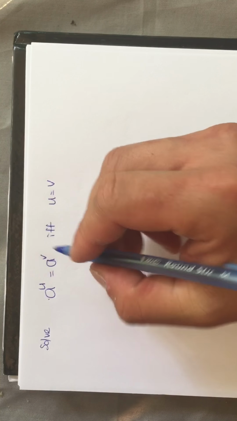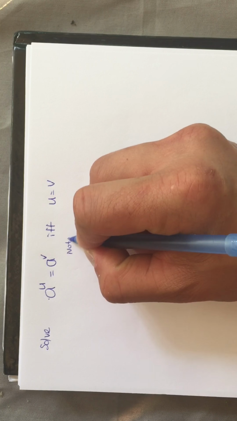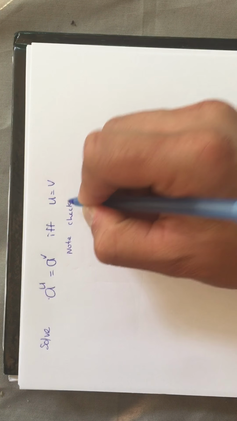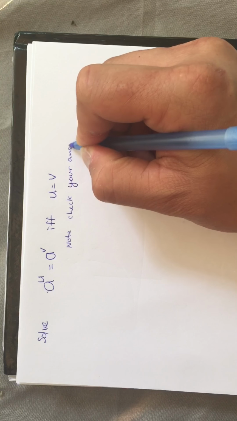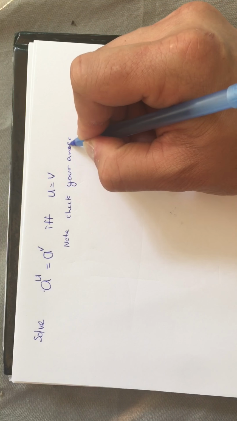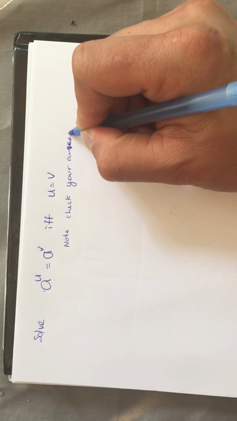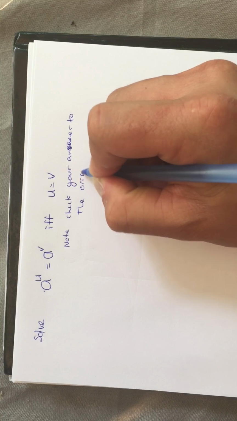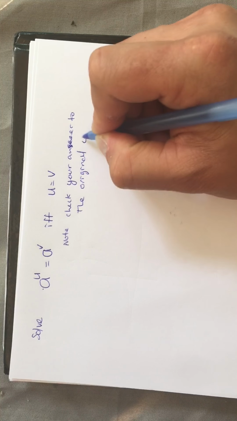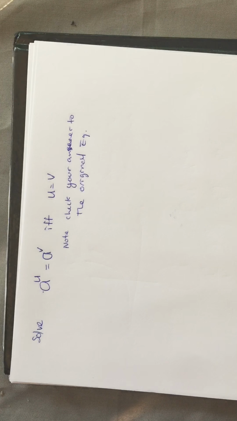But the last thing I want you to notice here is to always check your answer against the original equation. So that's the process of solving any sort of equation. You solve it, then you find an answer. You don't stop there. You just make sure it is equal.